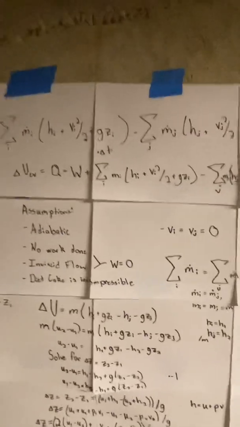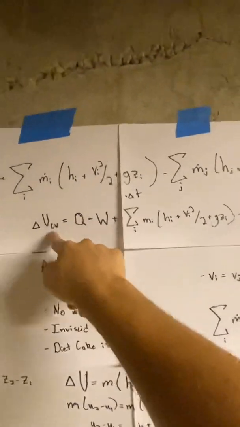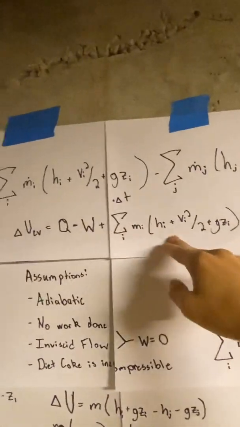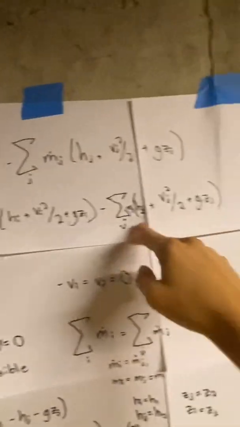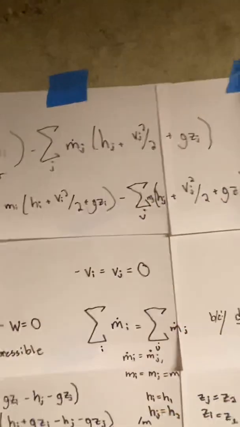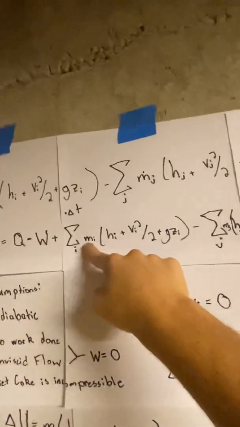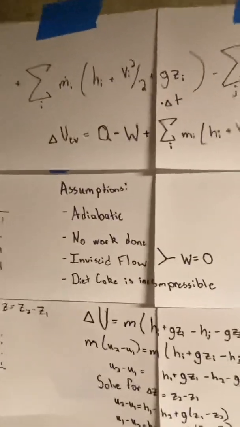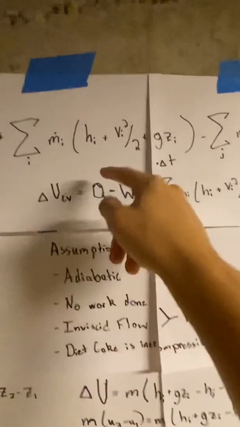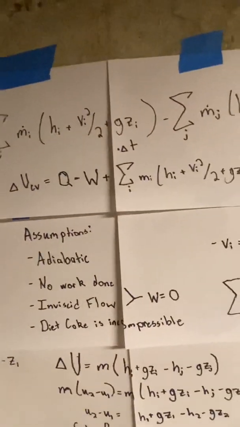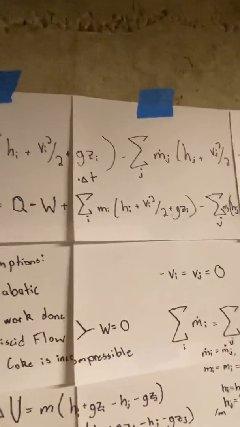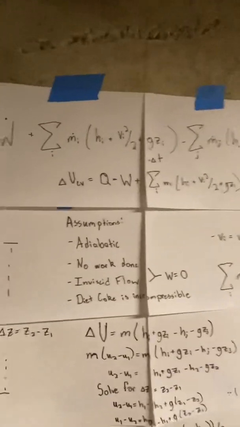So we're going to look at this. We have delta U of the control volume equals just Q minus W plus the mass flowing in minus mass flowing out times the variables there. All we did was multiply m dot times time to get m. And we have some assumptions here. An adiabatic process, which means our Q goes to 0. And it also means that we're not having a change in mass from one spot to the other.